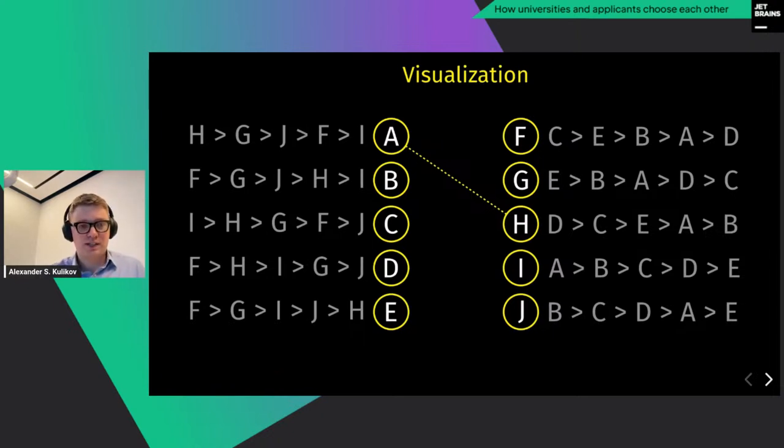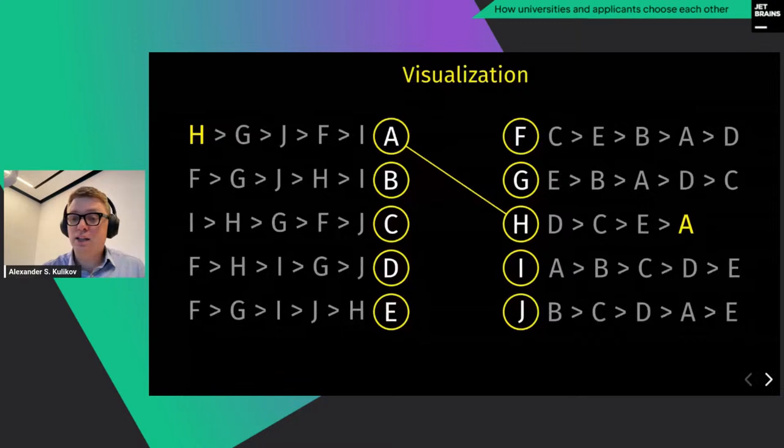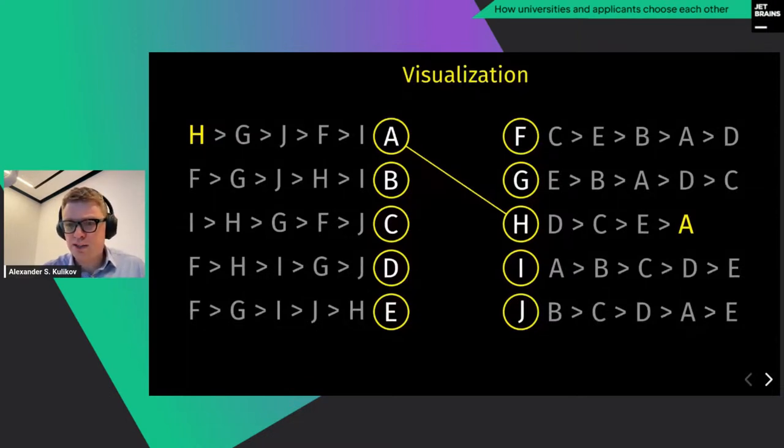So let me visualize it as follows. So now for A, I highlight the woman H, and for the woman H, I not only highlight the man A in her preference list, but I also cut the rest, the tail of this list. So remember that when a woman accepts a proposal of some man, she becomes engaged, right? And in the future, she can only retract her acceptance if some other man that she prefers to her current partner proposes to her. So in the future run of this algorithm, the partner of H can only improve. And this is the reason why I cut the tail of the preference list of the woman H.